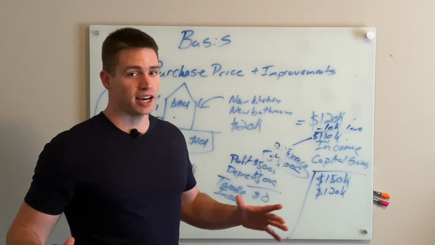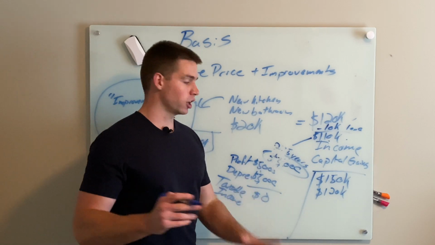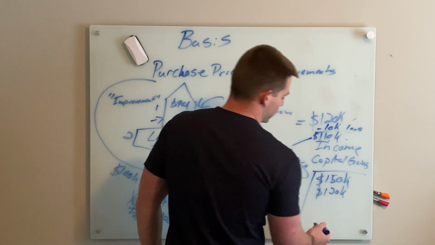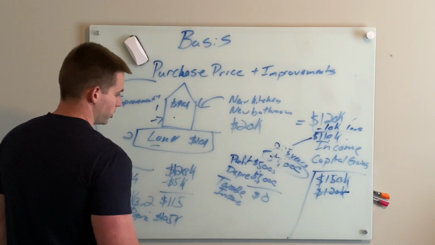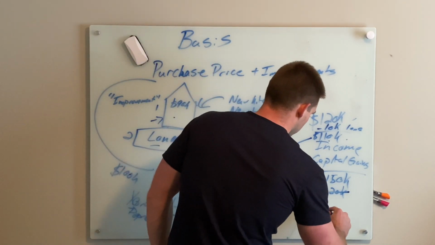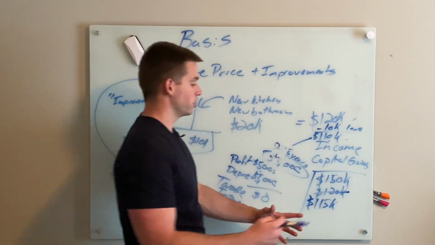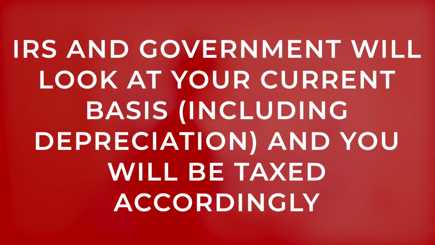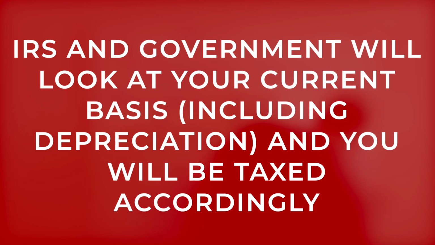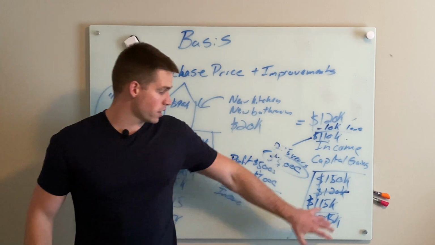Well, not in the eyes of the government, not in the eyes of the IRS. The IRS does not recognize that you are in at $120,000. Instead, they recognize that you're in at $115,000, okay? Because whenever you sell it, they're going to look at what your current basis is. So the gain you're going to make on this in the eyes of the IRS is not $30,000, it's $35,000. Okay, so you're going to get taxed on a $35,000 gain instead of the $30,000 gain.